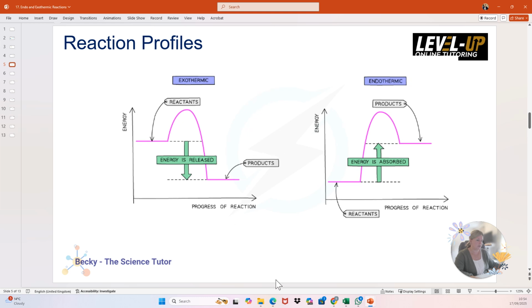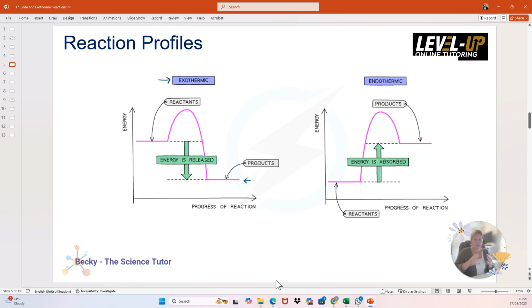So let's have a look at what's going on. Across the bottom you can see we've just got the progress of the reaction, so start to finish. Now in an exothermic reaction, so take note of the labels at the top, the reactants have a certain level of energy. The reactants in the exothermic have a higher energy than the products. So if we look at where the line has come down for the products, that is lower than the reactants.